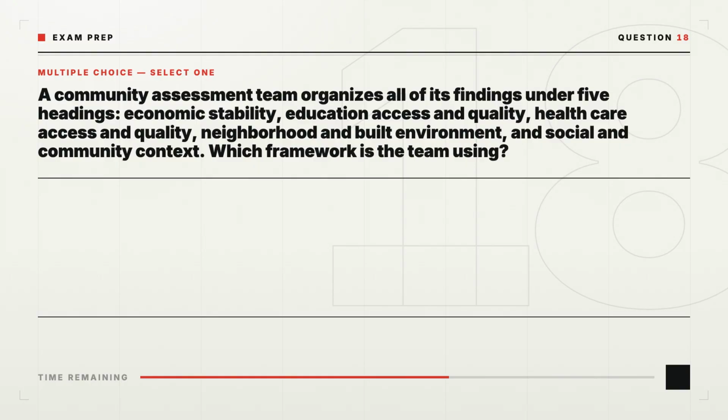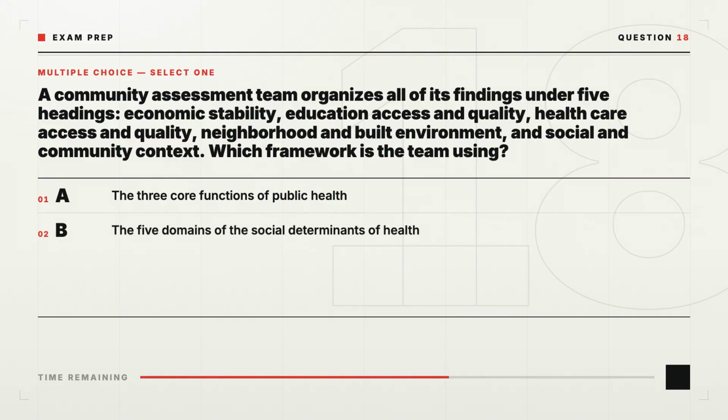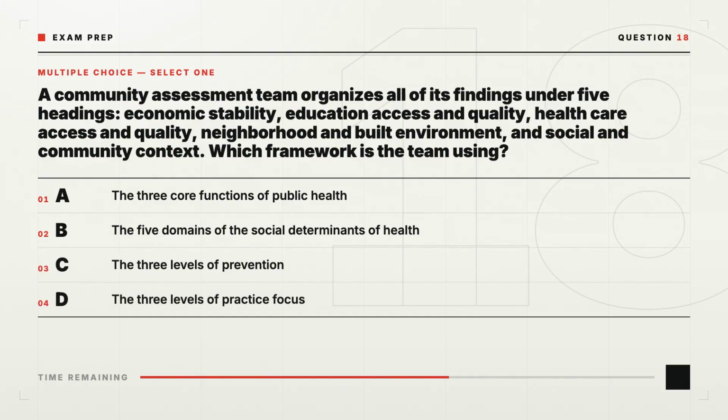Your options are A. The 3 core functions of public health. B. The 5 domains of the social determinants of health. C. The 3 levels of prevention. D. The 3 levels of practice focus. Take a second. Which answer would you pick?